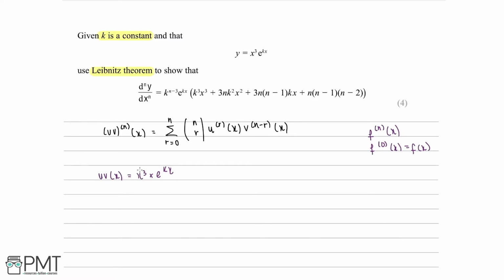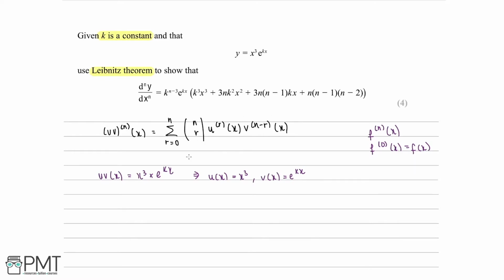Now let's try u is equal to x cubed and v is equal to e to the power of kx. Now in order to use Leibniz's theorem, we need to be able to find the derivatives of u and the derivatives of v. Let's assume that u of x is equal to x cubed and v of x is equal to e to the power of kx. We need to find the derivatives of u and the derivatives of v.